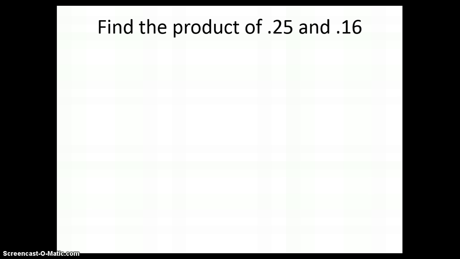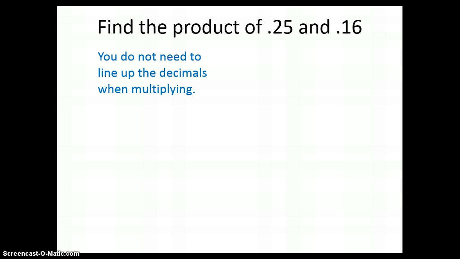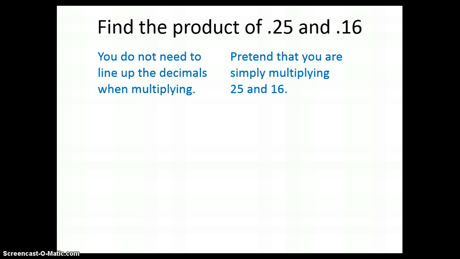Let's try another. I want to find the product of 25/100 and 16/100. Now again, I don't need to line up the decimals when multiplying. I pretend that I am multiplying 25 and 16. So when I multiply, I get 400.